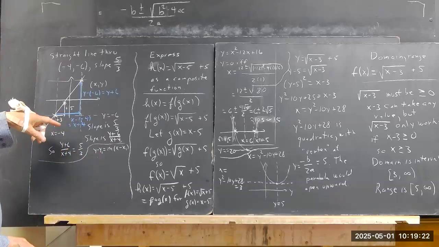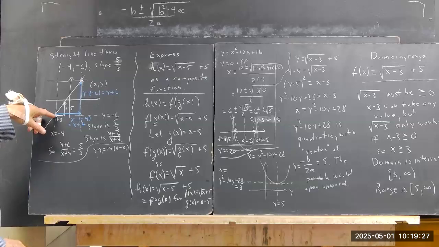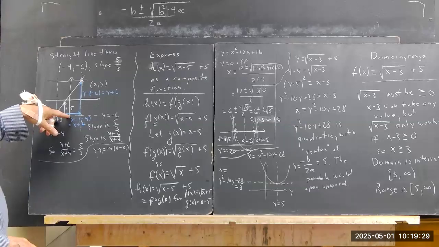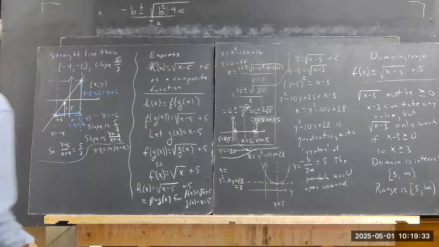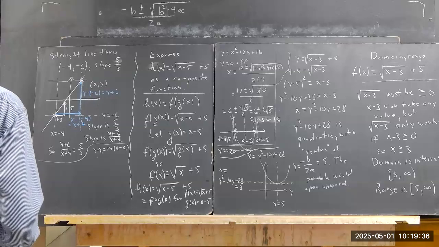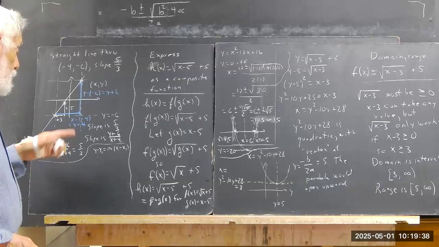And to get from here to here, we've got to go over. We're at x minus 4, so we have to go over 4 units just to get to the y-axis, and then x more units. So we have x plus 4.